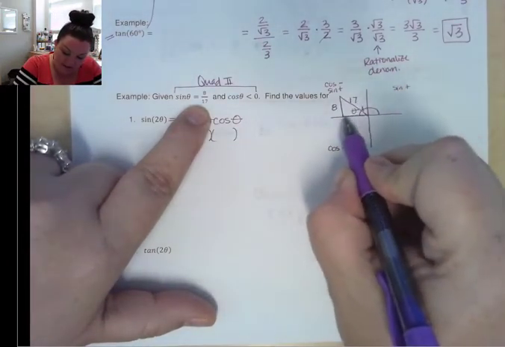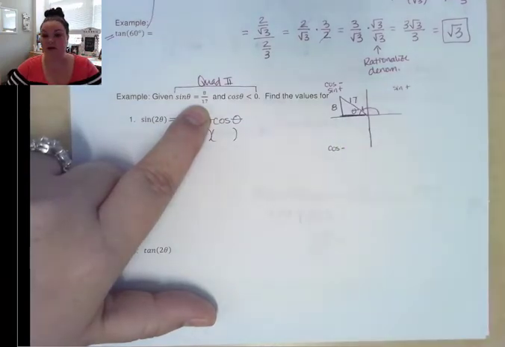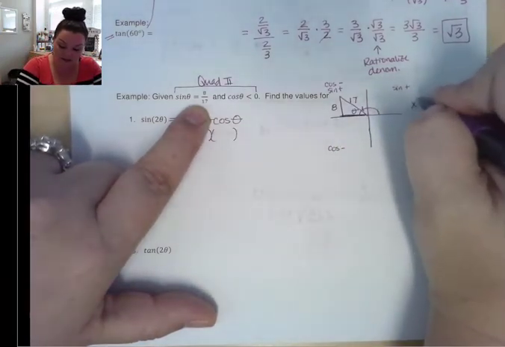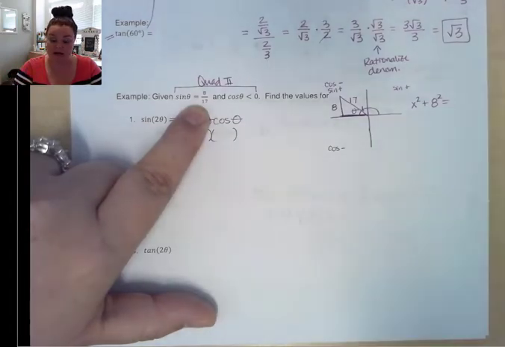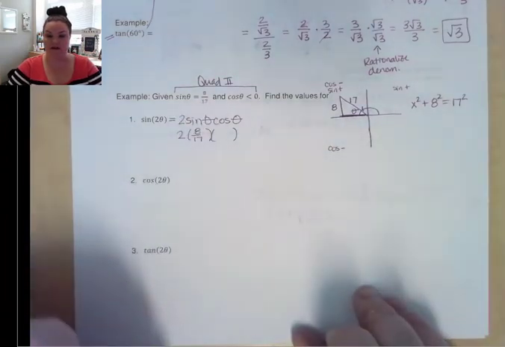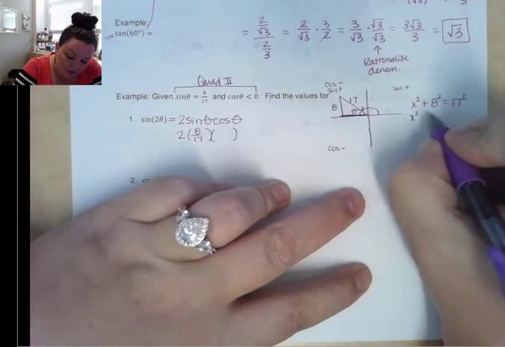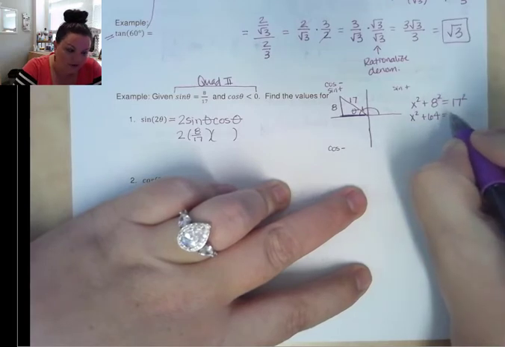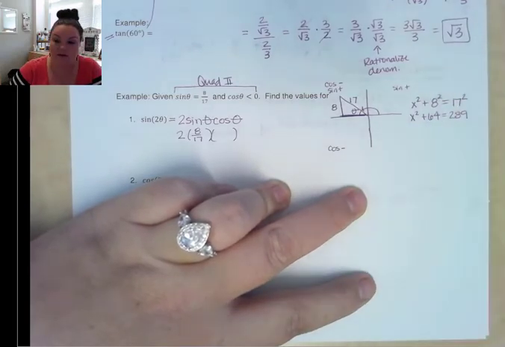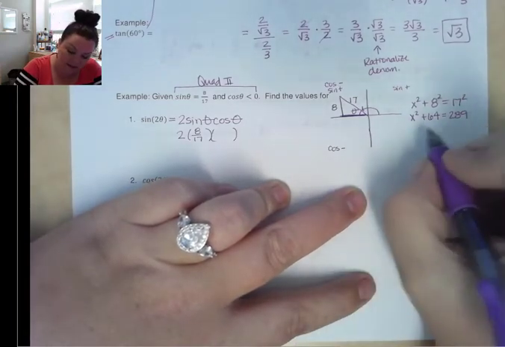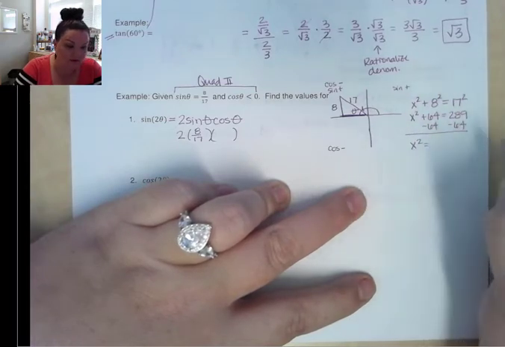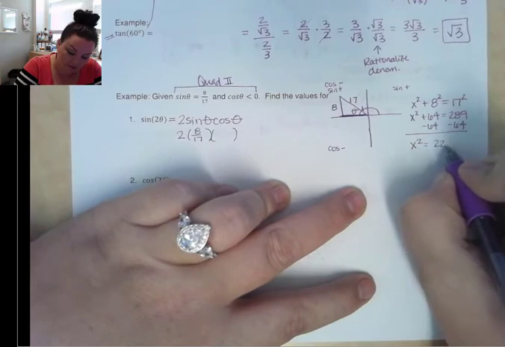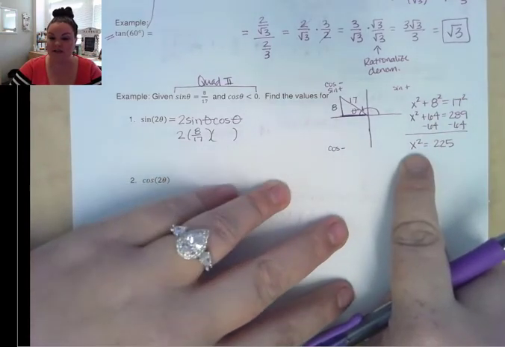So we should be able to find this adjacent side just by using the Pythagorean theorem, right? That says x squared plus my y squared, which in this case is 8 squared, is equal to my hypotenuse, which is 17 squared. Now we just have to solve that to figure out our x value. So this gives us x squared plus 64 is equal to 289. Then we move our 64 to the other side by subtracting, so I get x squared is equal to 225.